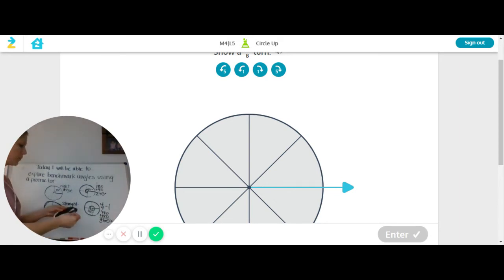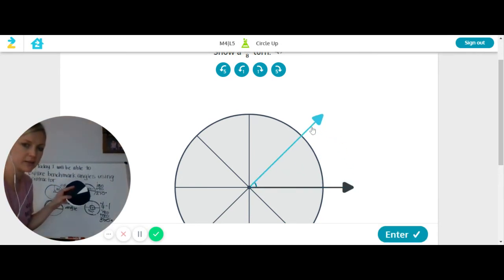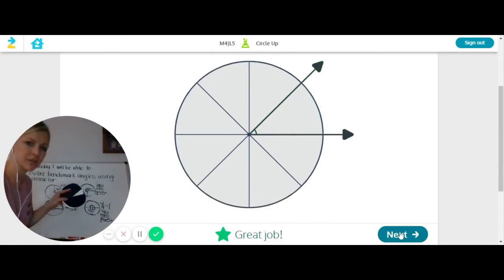So let's make 1/8 of a turn. We have an acute angle here. We're also going to take our angle protractor tool and we're going to make that turn. Great job, scholars.